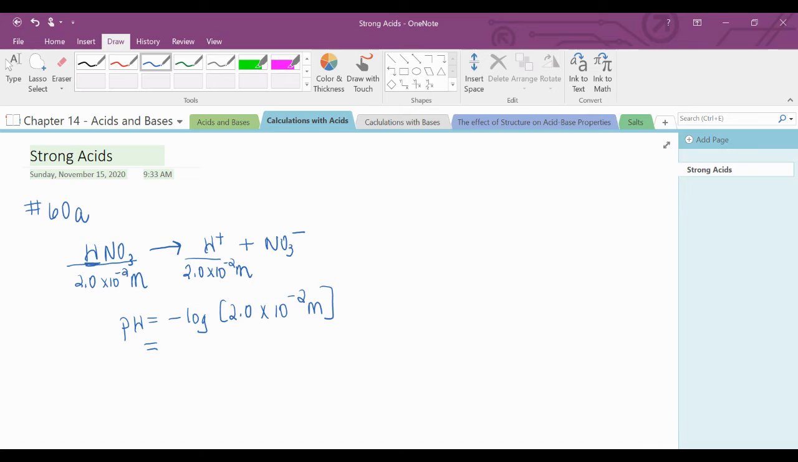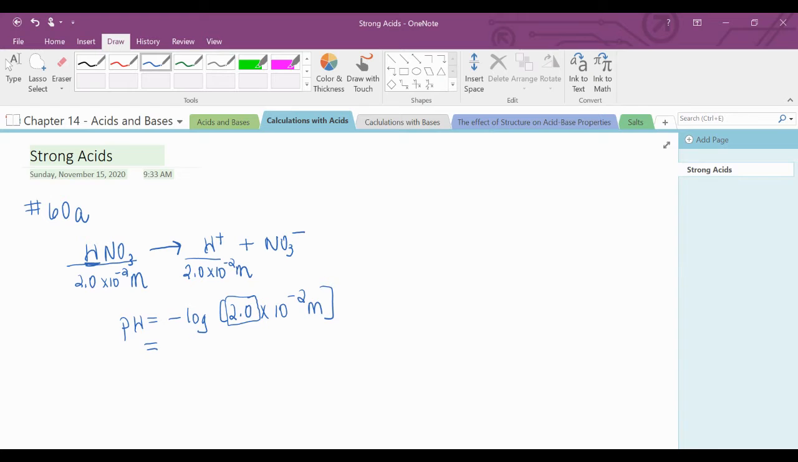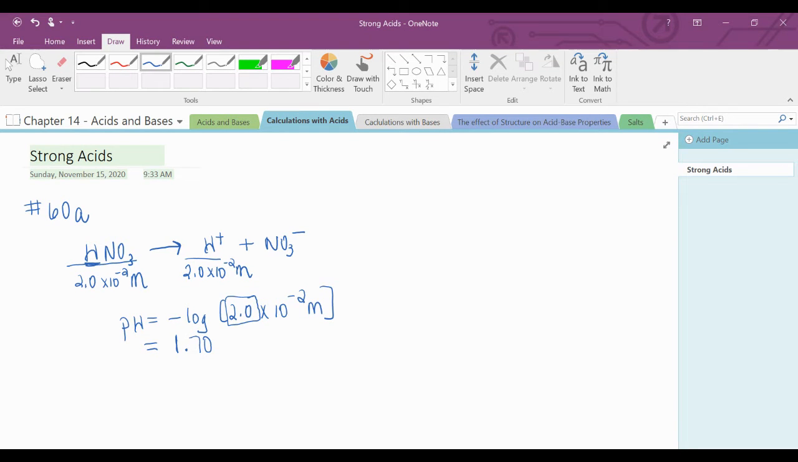All right. And then we see that this has 2 sig figs in my concentration. So this means my pH should have 2 decimal places. So you should have 1.70 as your pH.